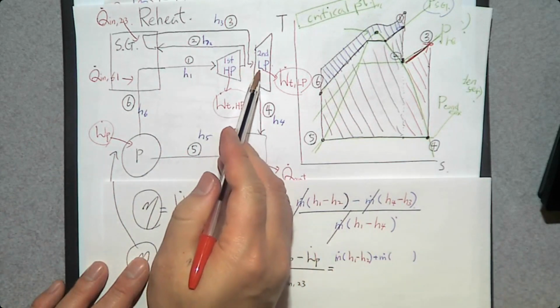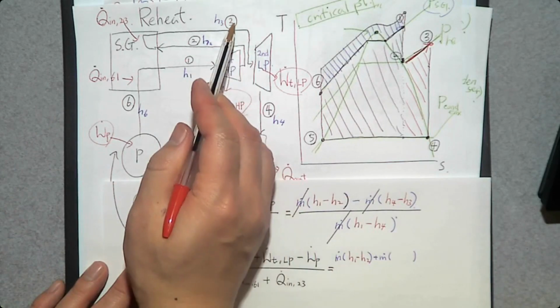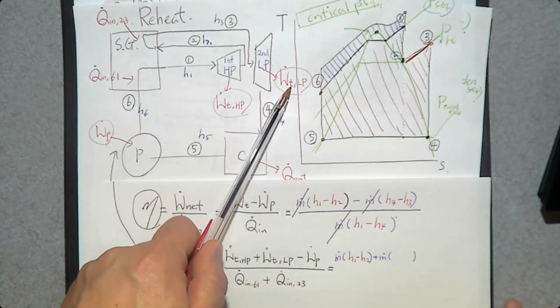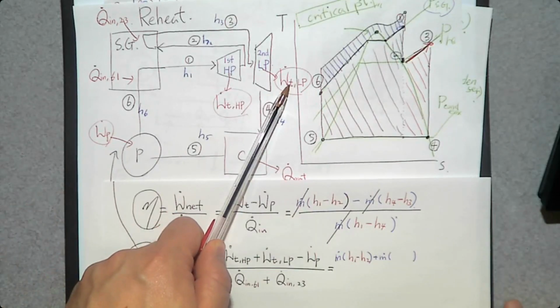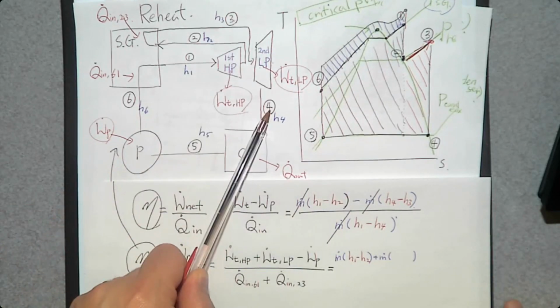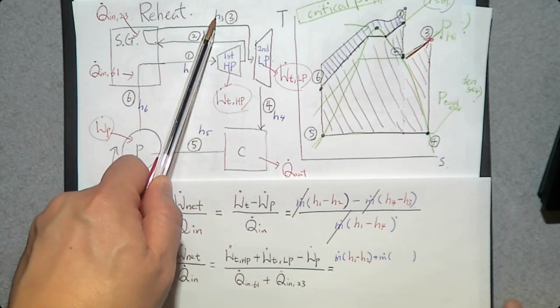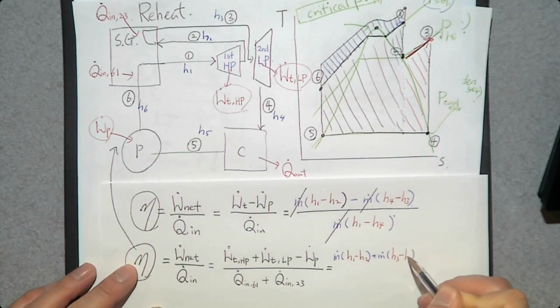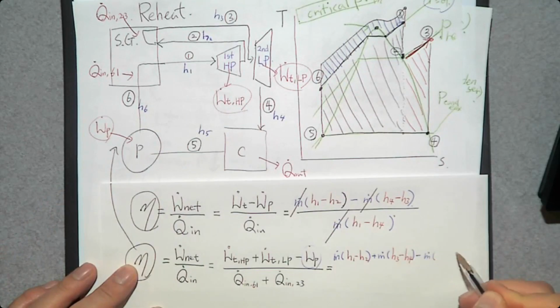The inlet of the low pressure turbine is 3, the exit is 4. Between 3 and 4, we produce WT, so 3 should be greater than 4. So it's going to be H3 minus H4, H3 minus H4 minus the pump power, m dot.